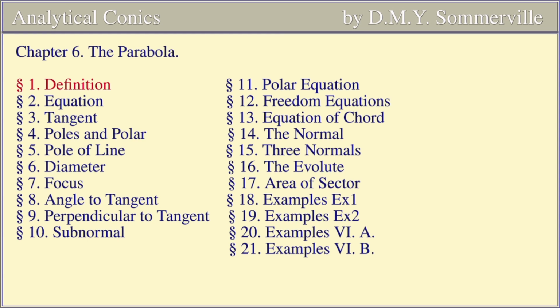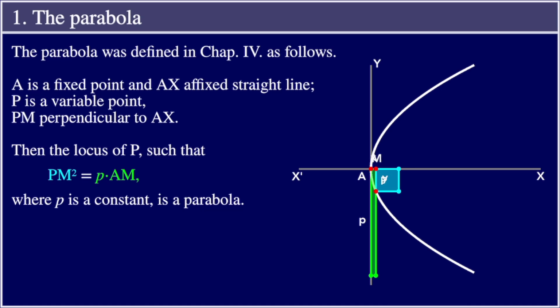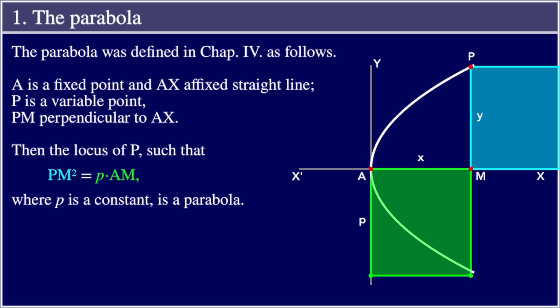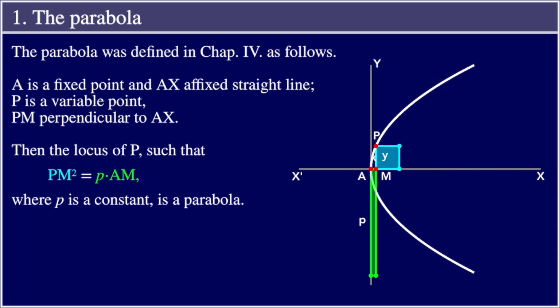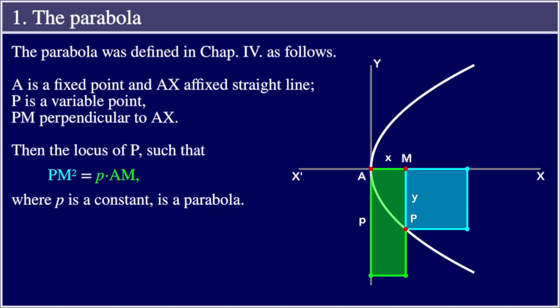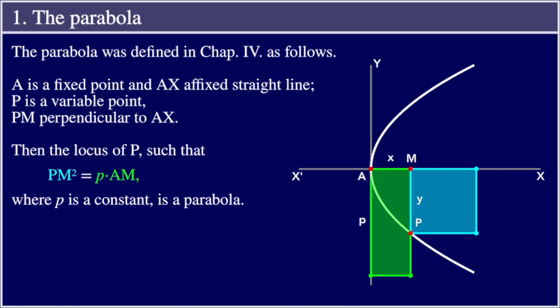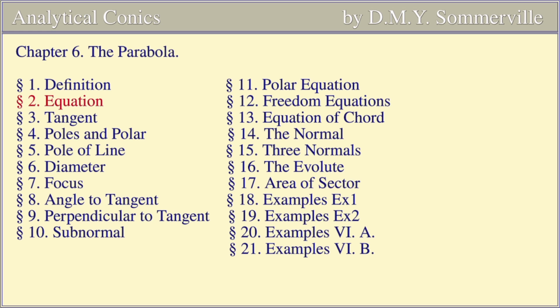Chapter 6, The Parabola. Section 1. The parabola was defined in Chapter 4 as follows. A is a fixed point, and AX a fixed straight line. P is a variable point, PM perpendicular to AX. Then the locus of P, such that PM squared equals p dot AM, where p is a constant, is a parabola.